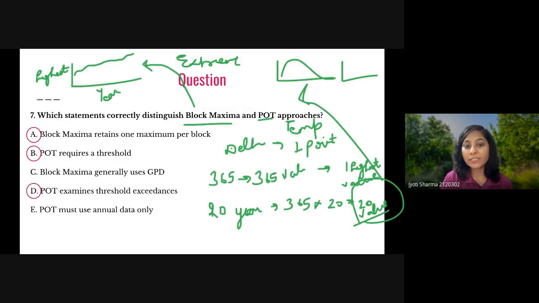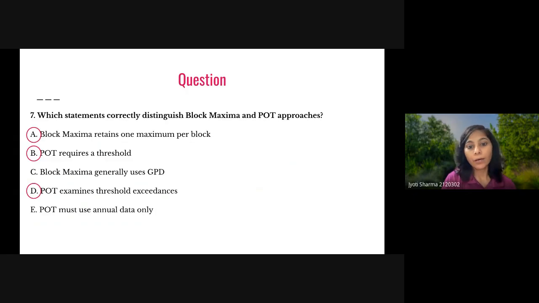Then the next is peak over threshold. I'm taking the example of heat wave. IMD, that is the India Meteorological Department, describes a heat wave in the plain area when the temperature is more than 40 degrees Celsius. Okay, when the temperature is more than 40 degrees Celsius.